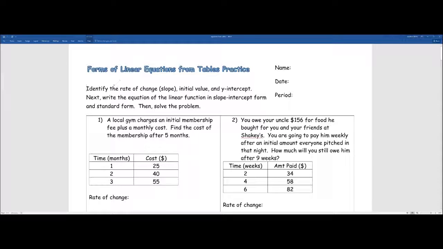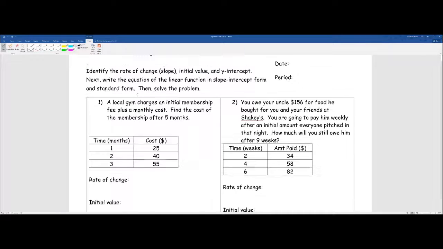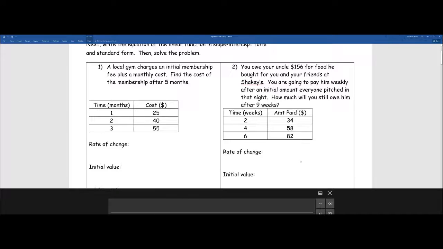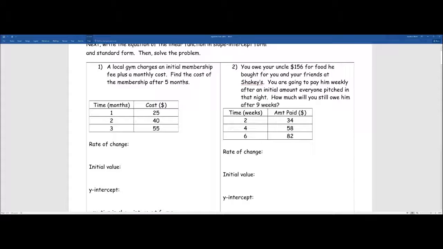Hi guys, so this is for forms of linear equations from tables, okay? We're going to identify rate of change, aka slope, initial values, and y-intercepts. We're also looking at their tables and dealing with linear functions in slope-intercept form, standard form, and then just solving whatever problem comes across.